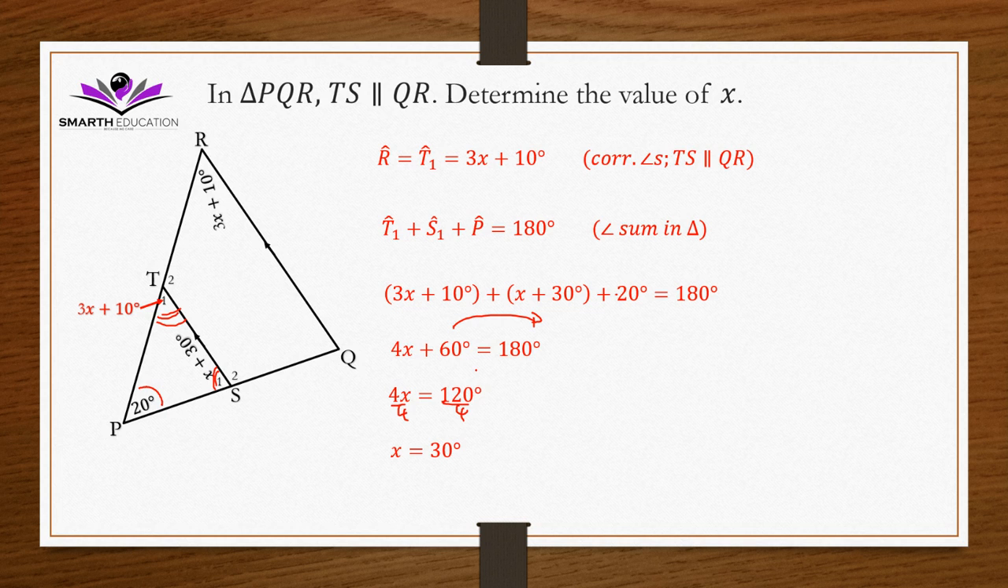Done? Okay, right. So this is the summary of the geometry of intersecting lines, the geometry of parallel lines, and the geometry of triangles.